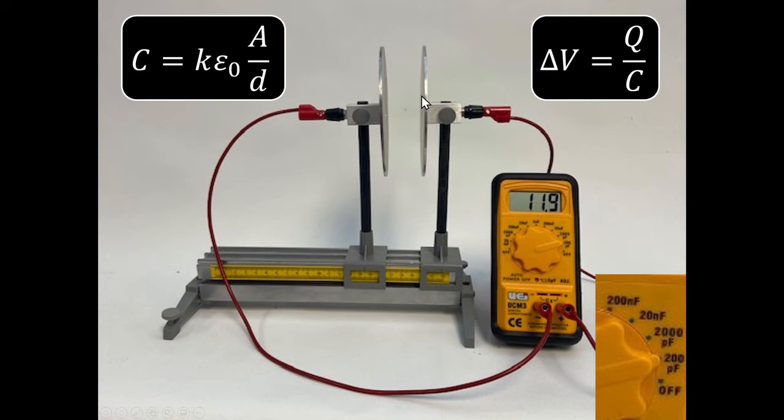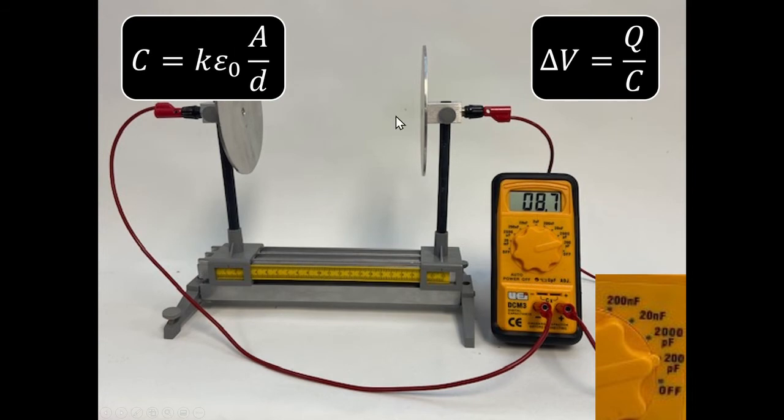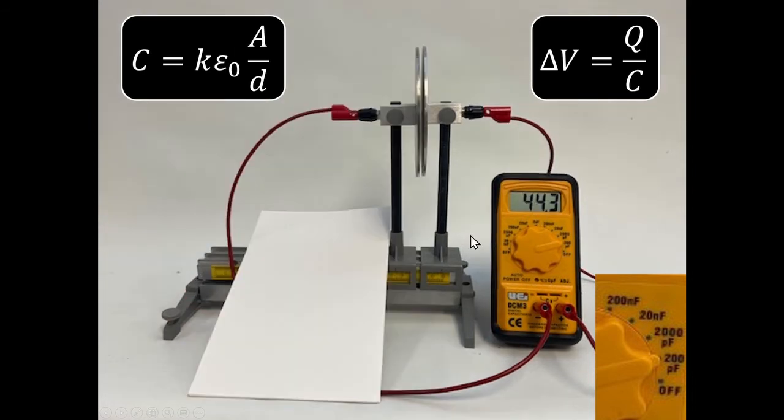They're attracted to each other. We had to push them apart, doing work on those charges. We've given them more energy per charge. Separating them even more, the capacitance went down. Separate them a lot, the capacitance went down even more.